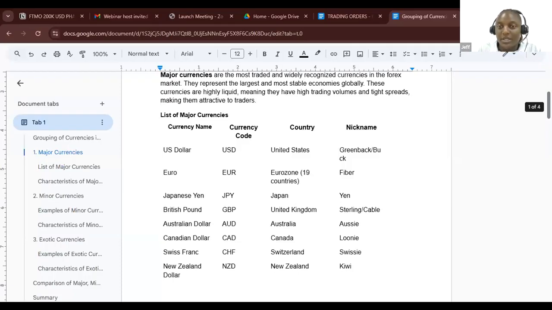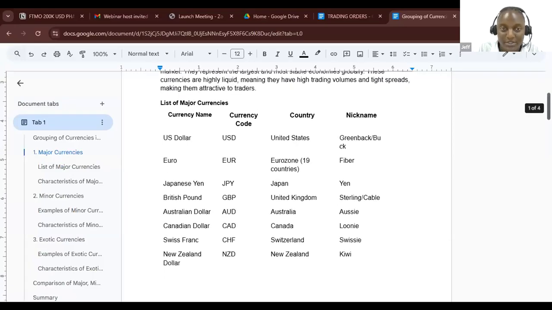Okay, and they're not just nicknames as in street names. They are nicknames that are used even during financial reporting or financial journalism. So that is why I have included that, because it's also important to understand that.